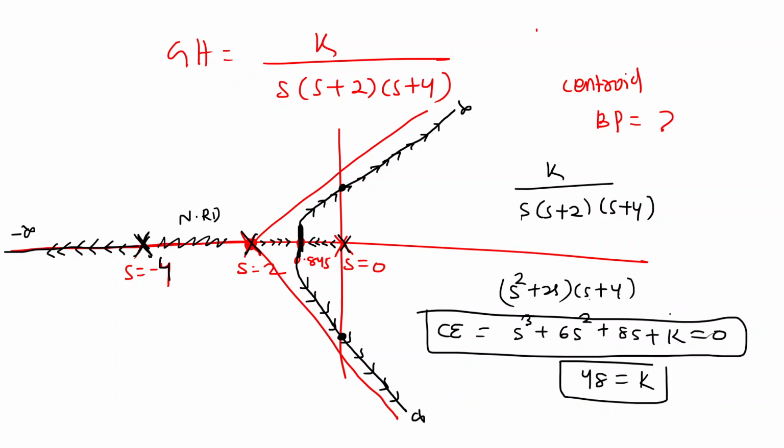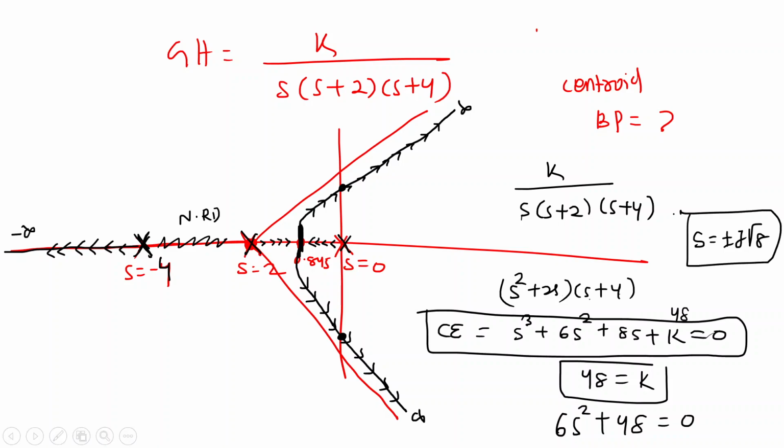In this equation you put k equal to 48. After putting k equal to 48, how do we find the omega value? I told you to equate the even terms to 0, right? So 6s square plus 48 equal to 0. Solve this equation and find s equal to plus minus j root 8. So this point is j root 8 and this point is minus j root 8. These are the locations at which the root locus touches the imaginary axis.